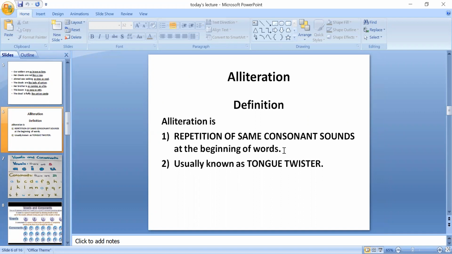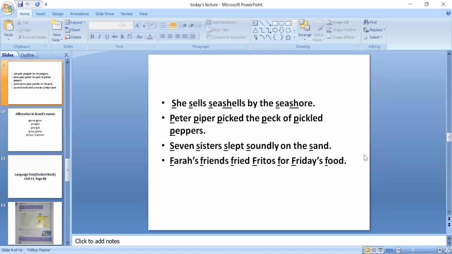For example, I'm going to tell you a brand name, like Mini Minor. Mini and minor. You can see there is repetition of the sound m. In the same way, I'm going to tell you a few examples. She sells seashells by the seashore. You can see repetition of the s sound and sh sound. Got it?